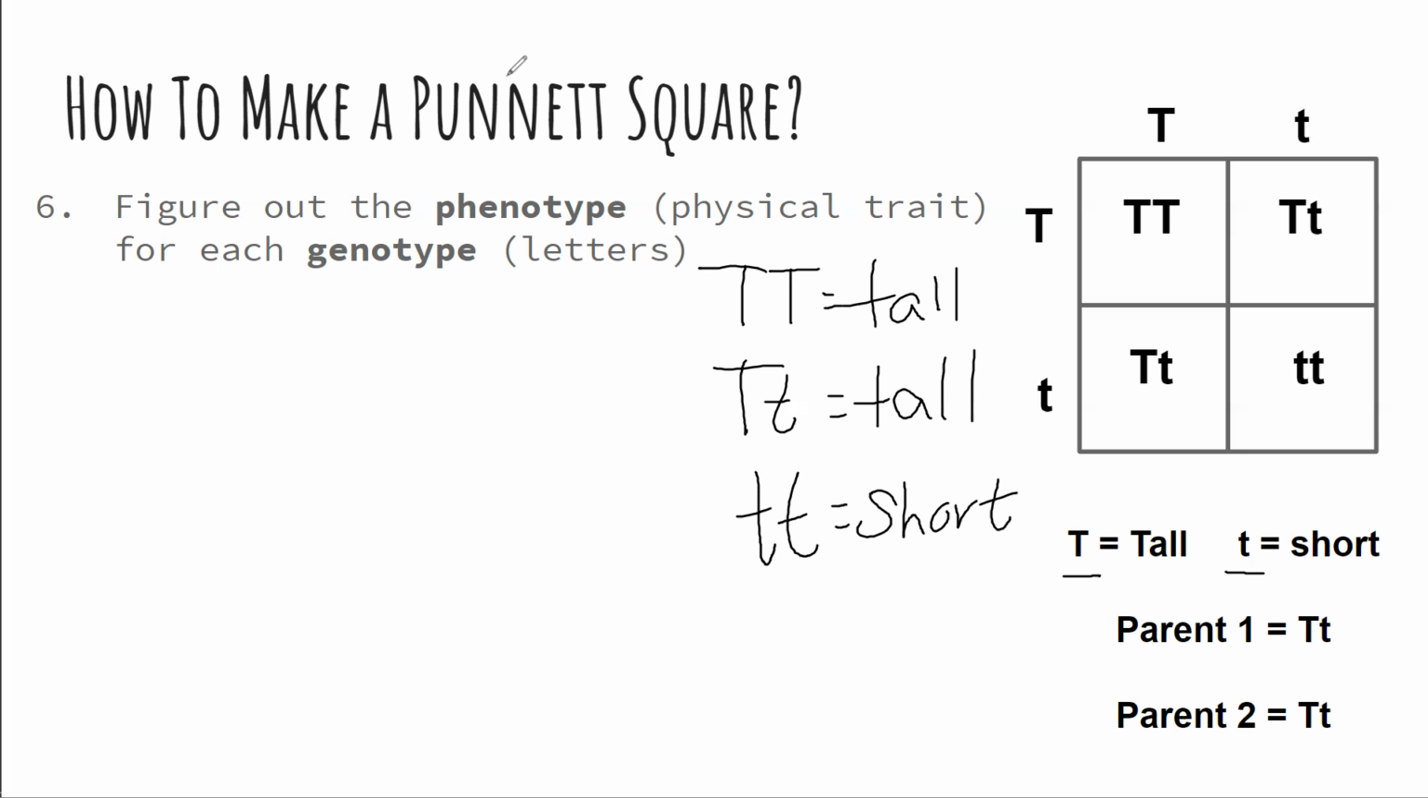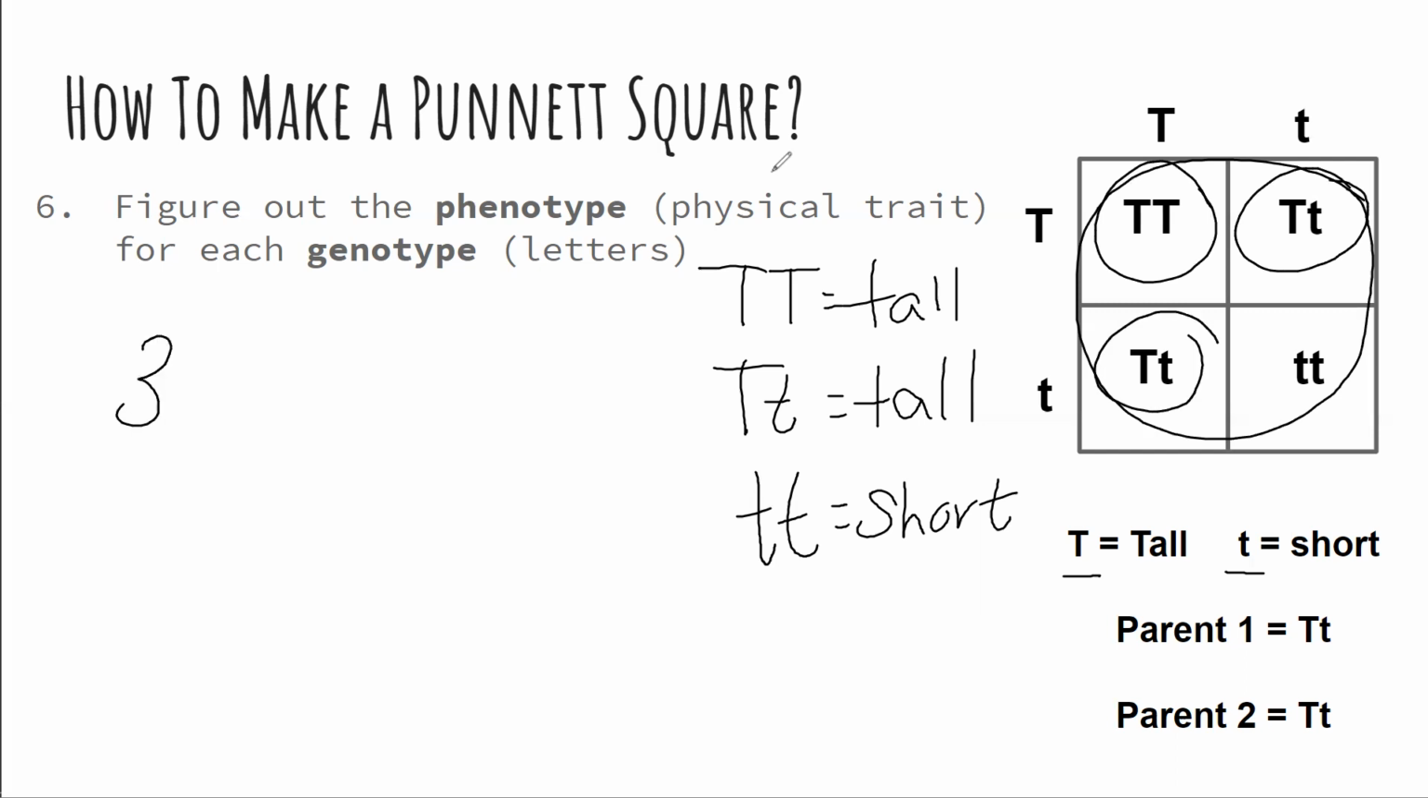So, looking at these four offspring, physically, how many tall plants do we have? Right, 3. 1, 2, 3. We have 3 tall plants. And how many short plants do we have? Right, 1 short plant.